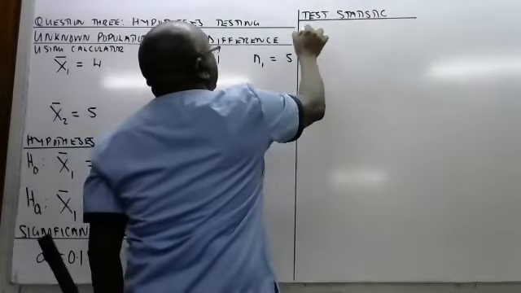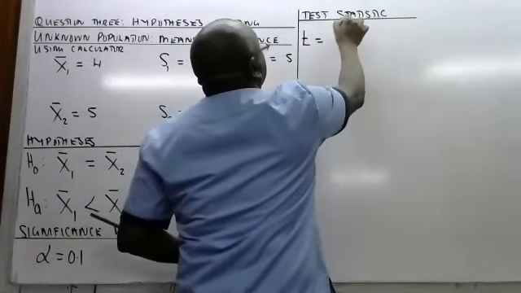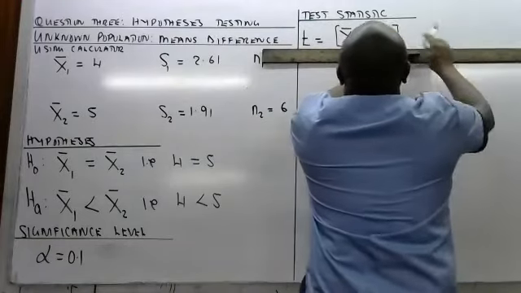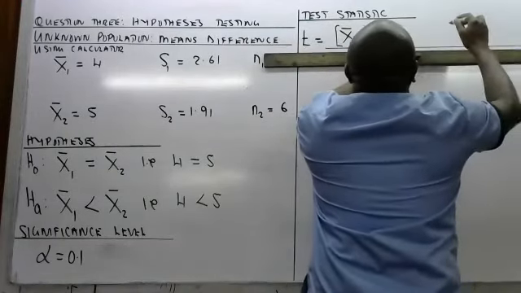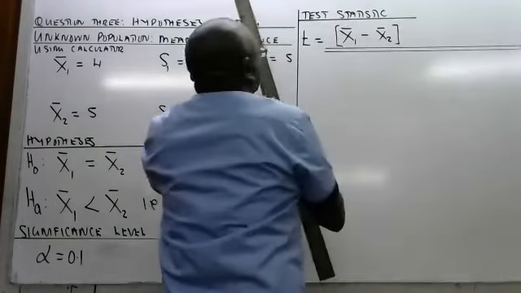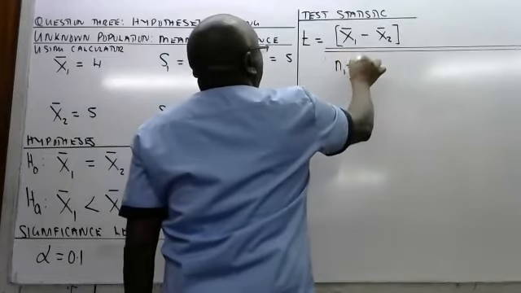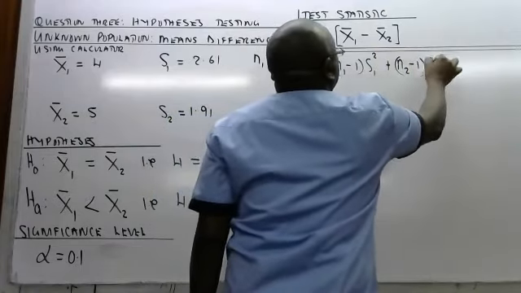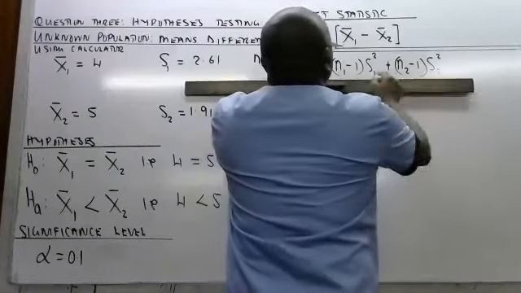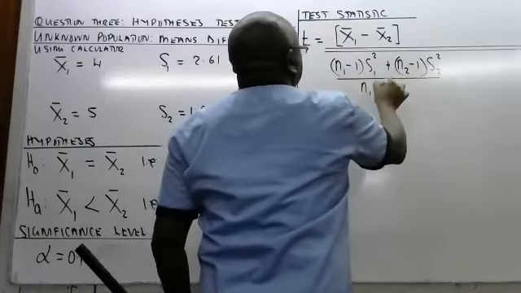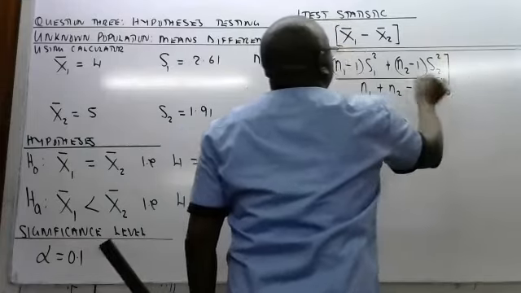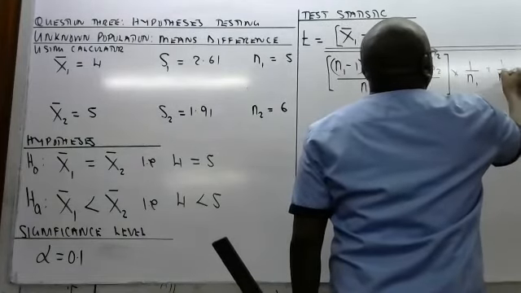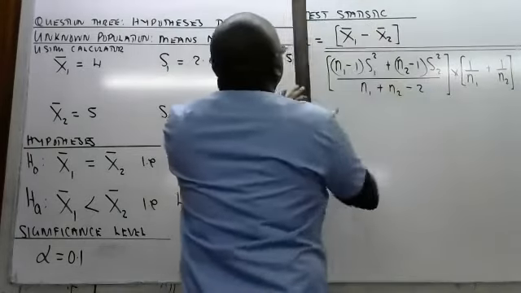And test statistic T, we say it is given as x bar 1 minus x bar 2. All this you divide by the square root of n1 minus 1 s1 squared plus n2 minus 1 s2 squared, you divide by n1 plus n2 minus 2, multiply by 1 out of n1 plus 1 out of n2. And this is the square root.